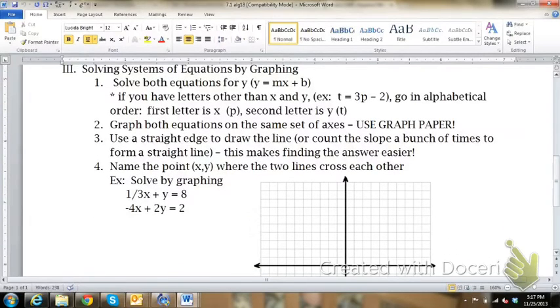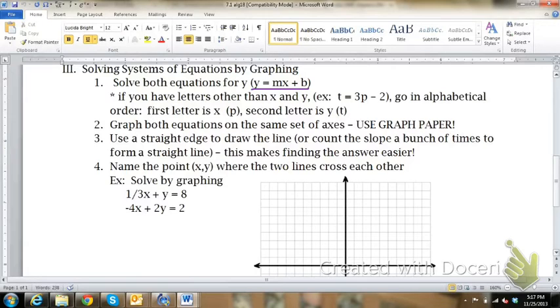So now to solve by graphing. Before you can graph anything, you need to make sure that you solve both equations for y. So you have to write them in y equals mx plus b form. If you have other letters other than x and y, sometimes they like to change them up on you just to be exciting or not be so boring.